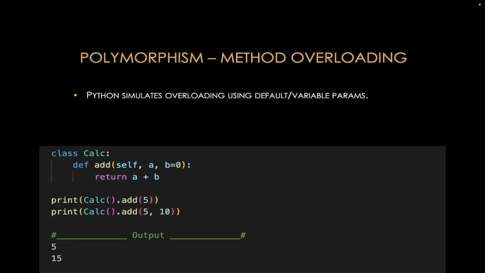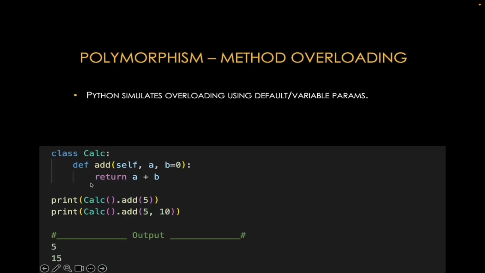Polymorphism. Poly means many, morphism means form. Means one method has multiple forms. We have two types of polymorphism. First is method overloading, another one is method overriding. In method overloading, we can call a method with a different set of arguments. In Python, we achieve it by specifying the default parameters.